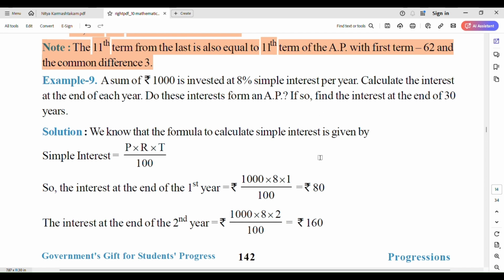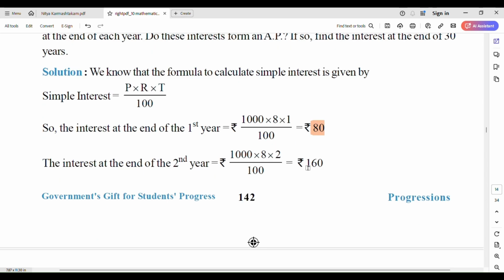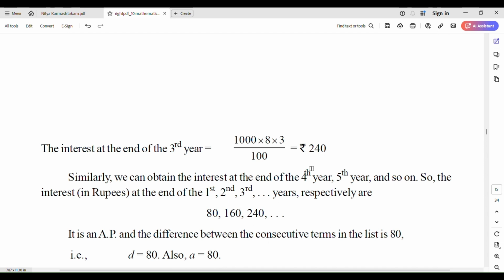So the question is, we know the simple interest formula, that is PRT by 100. Principal is 1000 rupees. R is 8%. T is time. So at the end of the first year, interest is 80. End of the second year, interest is 160. End of the third year, interest is 240.